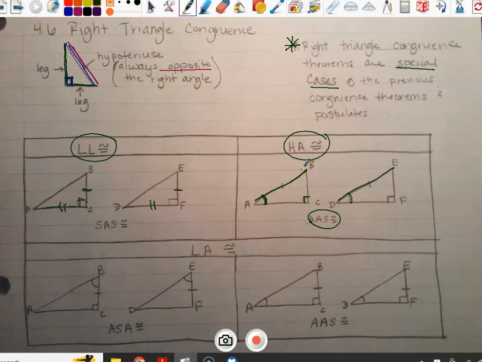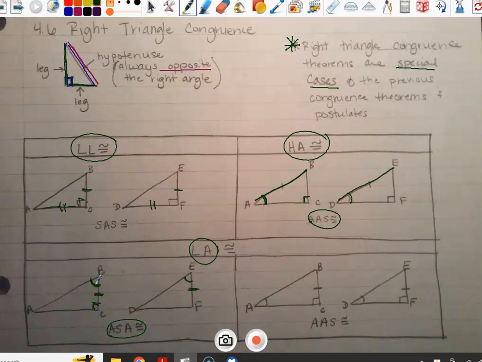Then we have these two, which are both leg angle congruence. So we can have the shorter leg, okay, and the angle that's connected to it, kind of the included angle. So this is a special case of angle side angle congruence, because we have the right angle, the included side, and another angle.